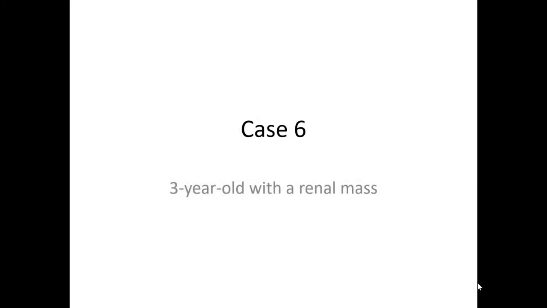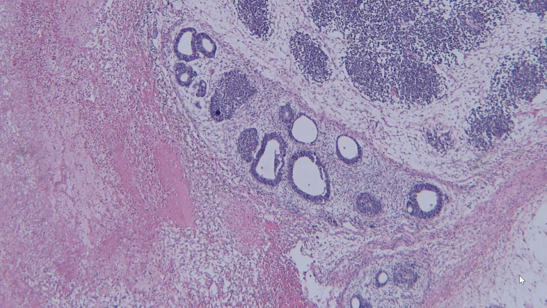Now we move on to case 6. This is a 3-year-old with a renal mass. Here is a lower power view of the tumor. I did not find a good interface with the renal parenchyma, but here you can clearly see on the left hemorrhage and necrosis. So this is going to be a malignant neoplasm, and it has a different look than what we've seen for the adult tumors.